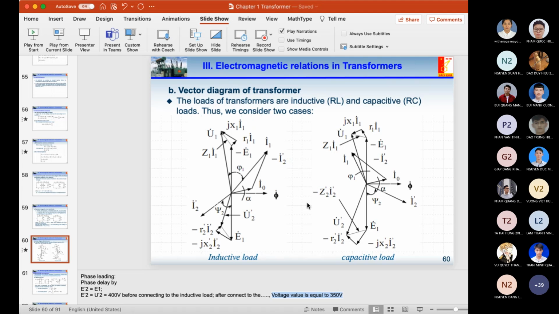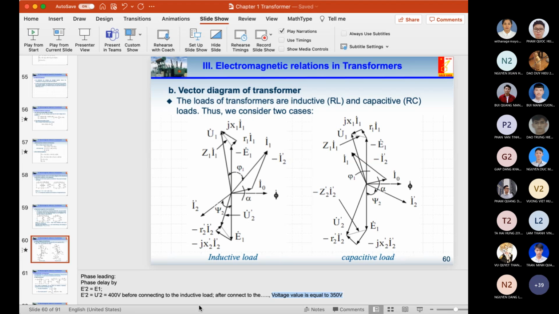Of course, if we want to increase the output voltage of the transformer, we put the capacitive load like this, in order to get the expected value.